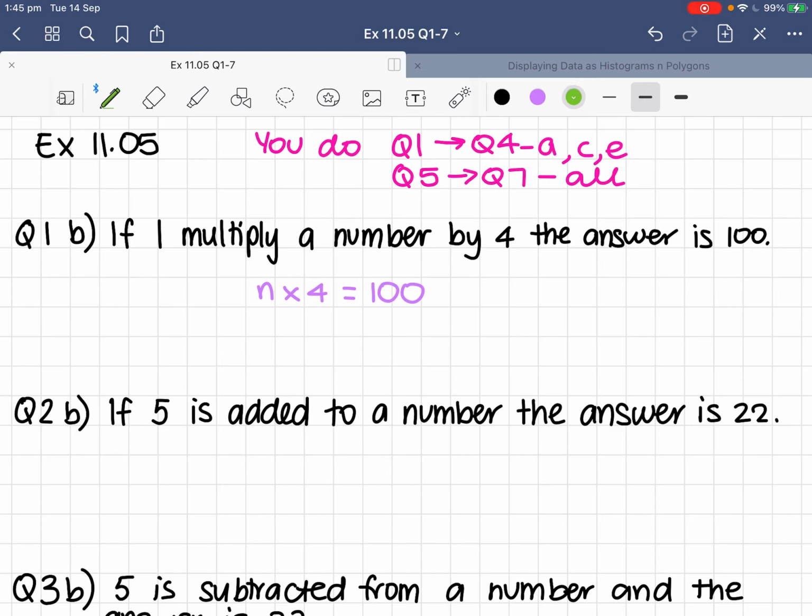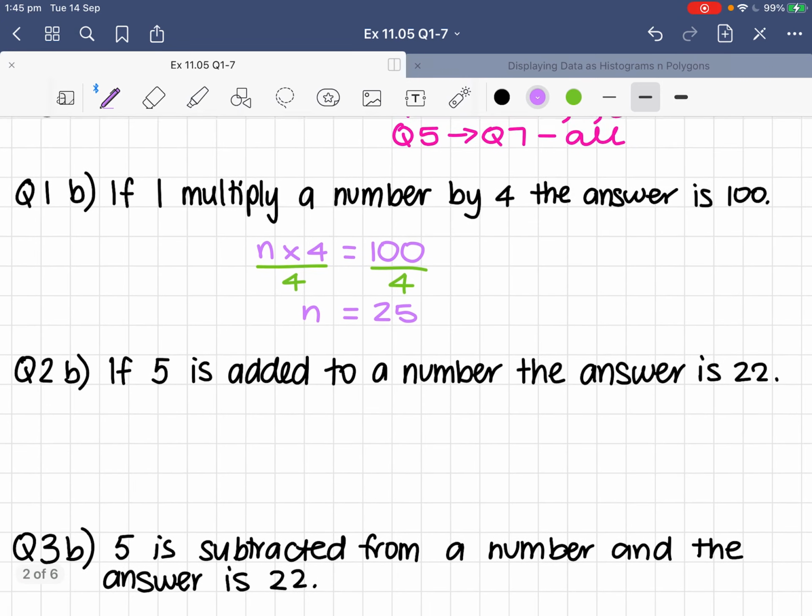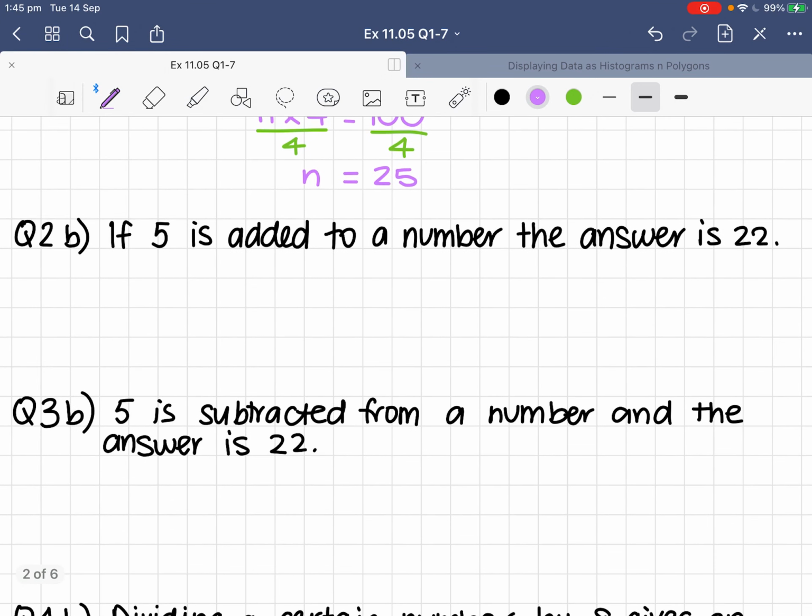So what we want to do from here is find out what n equals. So we want to do the opposite of times by 4, which is divide by 4. And when we divide by 4, we get n equals 100 divided by 4 equals 25. So if you were to multiply the number that we have found, 25, by 4, we get the answer of 100.